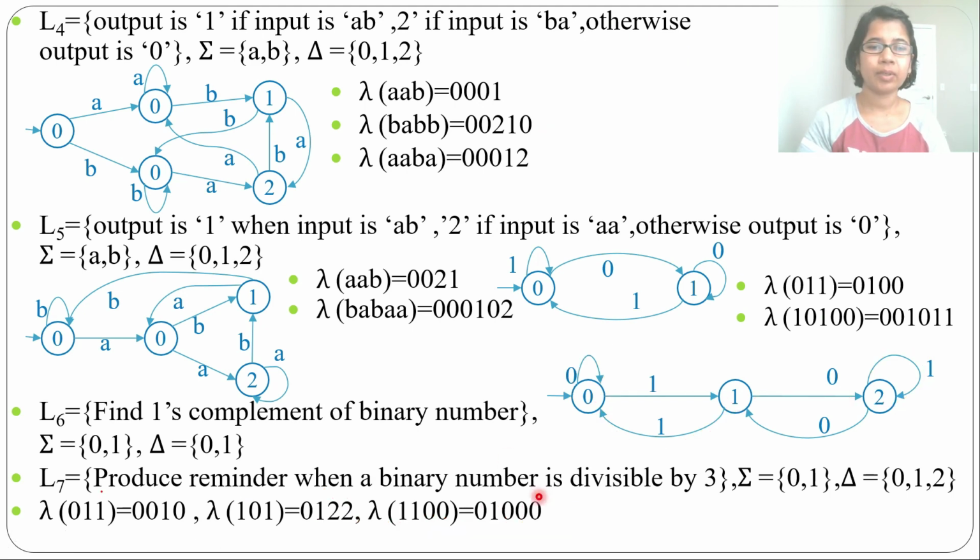So these are some examples of Moore machine. Moore machine is not so important from the GATE point of view. You just need to know what is the structure, where the output is written.